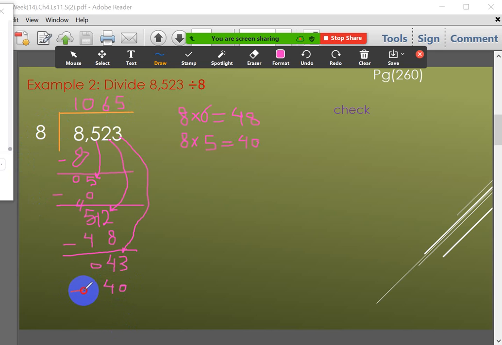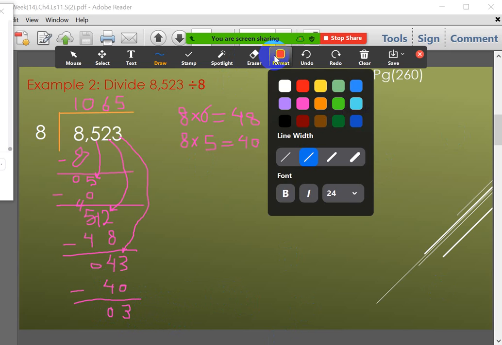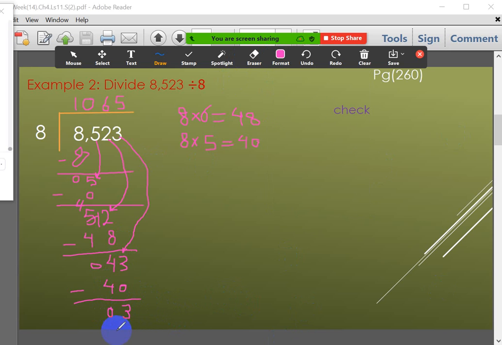Then I have to subtract. 3 minus 0 equals 3. 4 minus 4 equals 0. Okay, so there is a number left with me. I told you this number, we name it what? Remainder. Very good, girls. Very good.